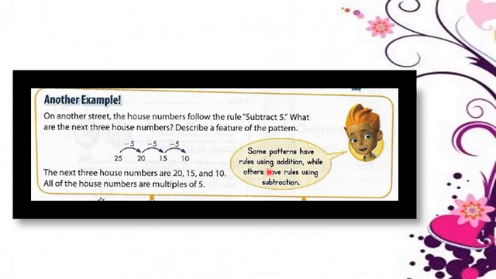So some patterns have rules using addition, while others have rules using subtraction. In our example here, the rule is using subtraction. We subtract by 5. So the next 3 house numbers are 20, 15, and 10. All of the house numbers are multiples of 5.